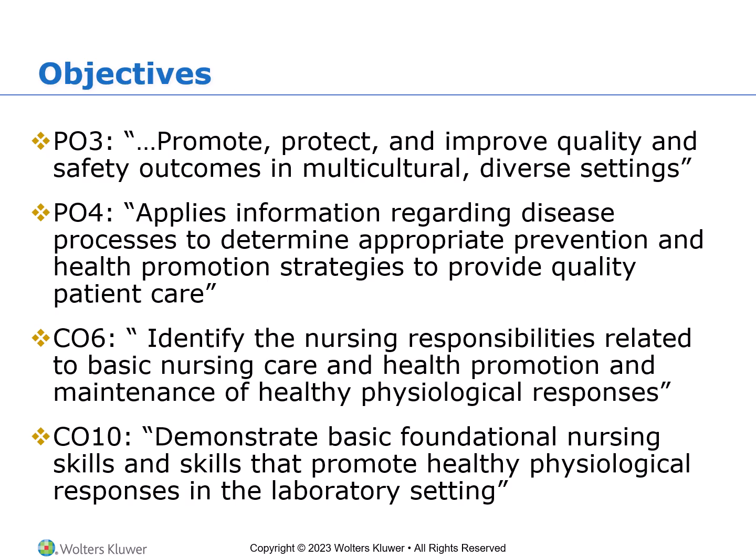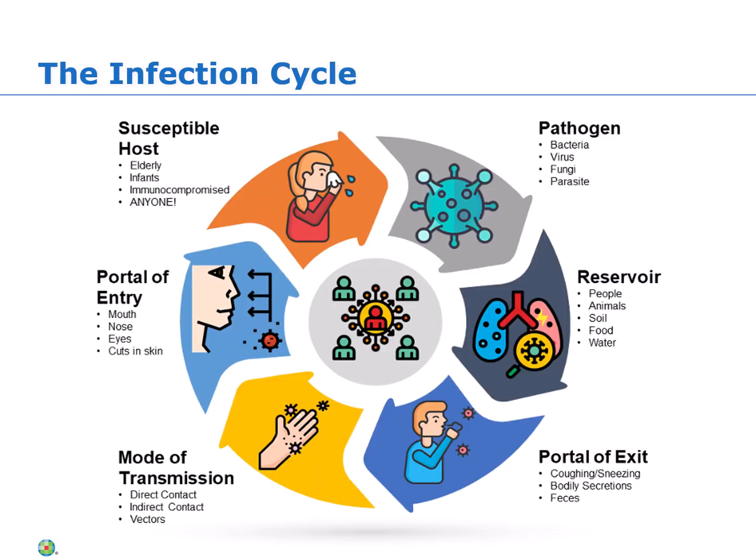This chapter relates to Program Outcomes 3 and 4 and Course Outcomes 6 and 10. Before we get into the details of how to care for someone with infection as a nurse, we need to have a little background on what creates infection. So we're going to start with the infection cycle.